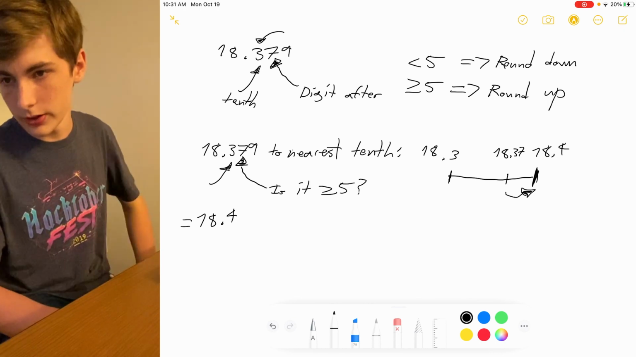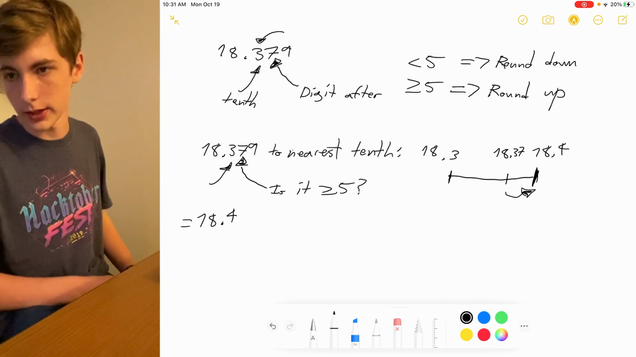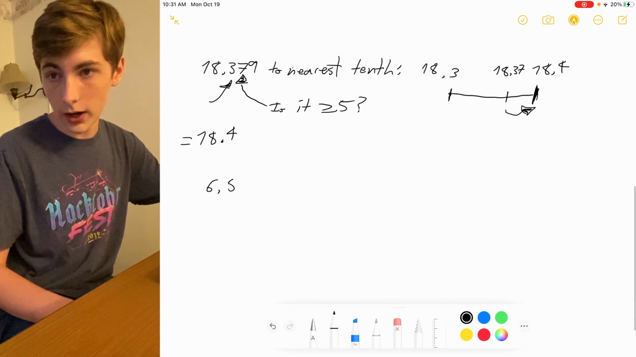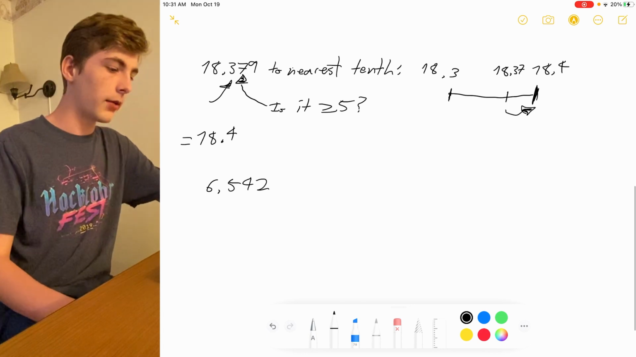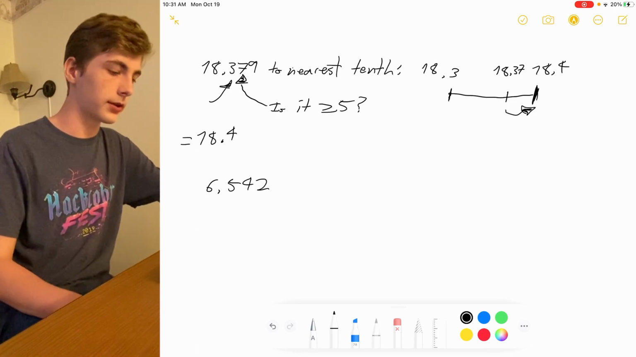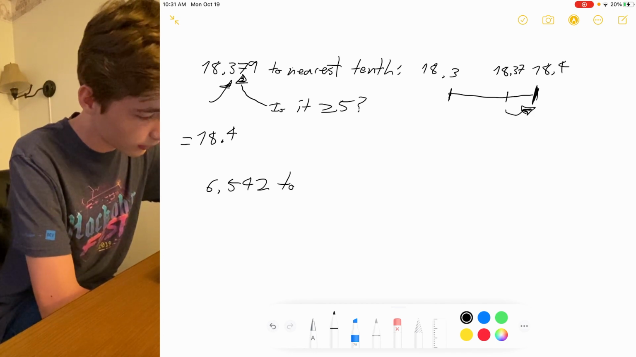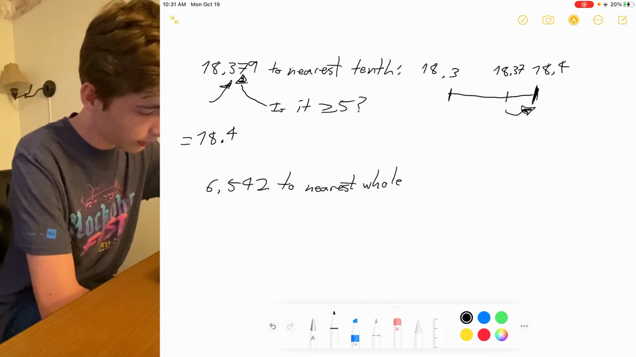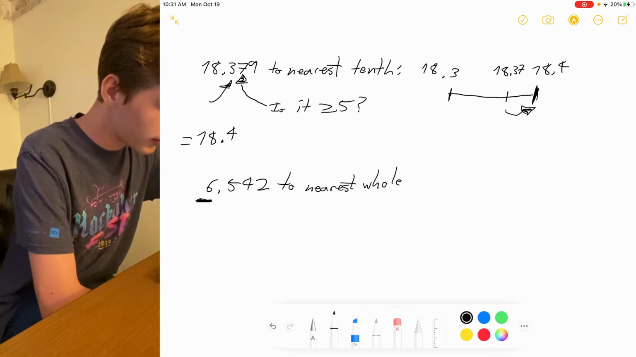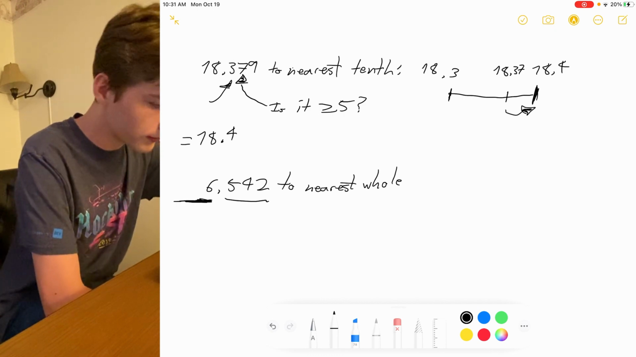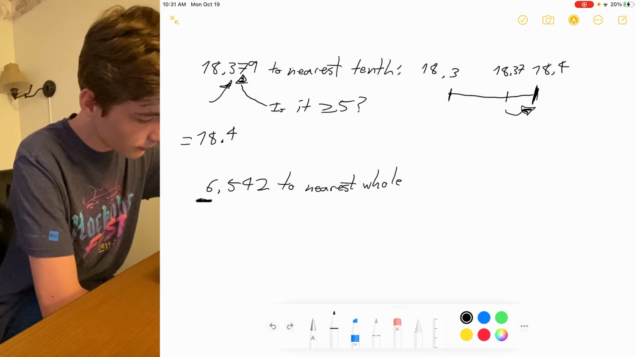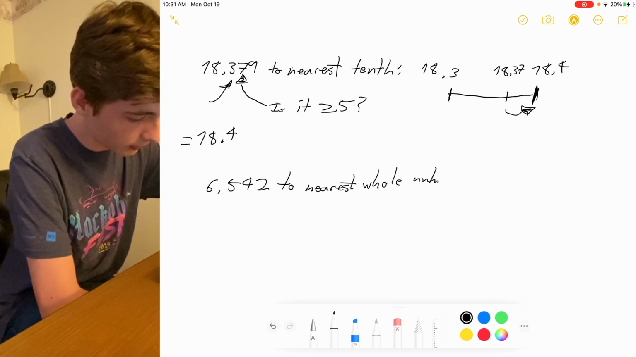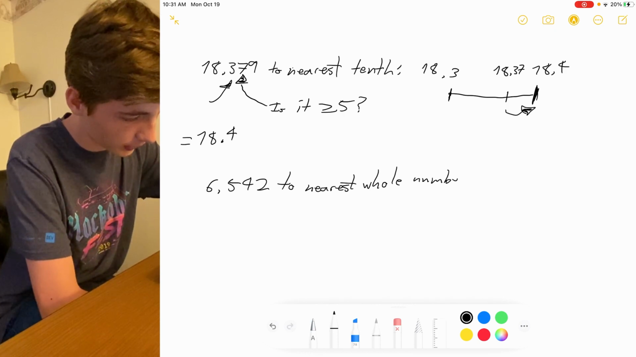And I think I'm just going to give some more examples. So let's do 6.542. I'm actually going to round this to the nearest whole number. The nearest whole number, which is the 6 here. This is where the whole numbers start, right? These are the decimal places. This is the whole number places. So we're going to round this to the nearest whole number.